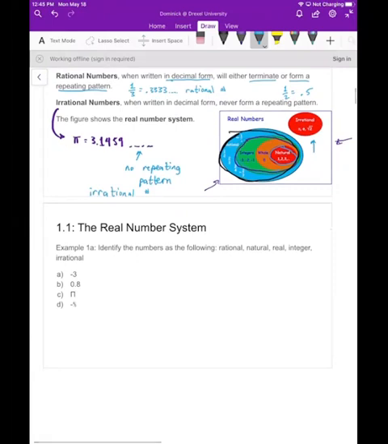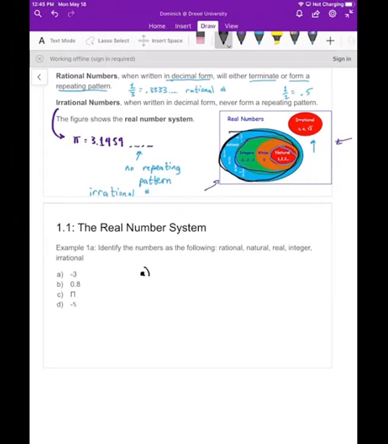All right, so just as a quick example, let's go through these right here. We want to basically say, what are each of these numbers? Are they rational? Are they natural? Are they real? Are they integer? Are they irrational? All right, and we want to basically include every single one that we can.